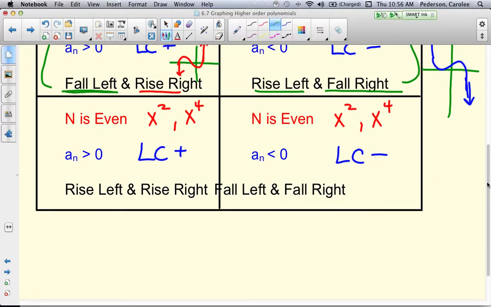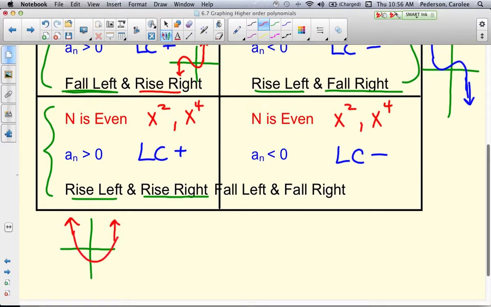So let's talk about this far left box. Our degree is even and our leading coefficient is positive. So it tells me I'm going to rise on the left-hand side and rise on the right-hand side. If we think about the quadratic, the parabola, if here is my graph, I know the shape is a U. It has to rise on this left side, and it has to rise on this right side. So that tells me my parabola opens up.